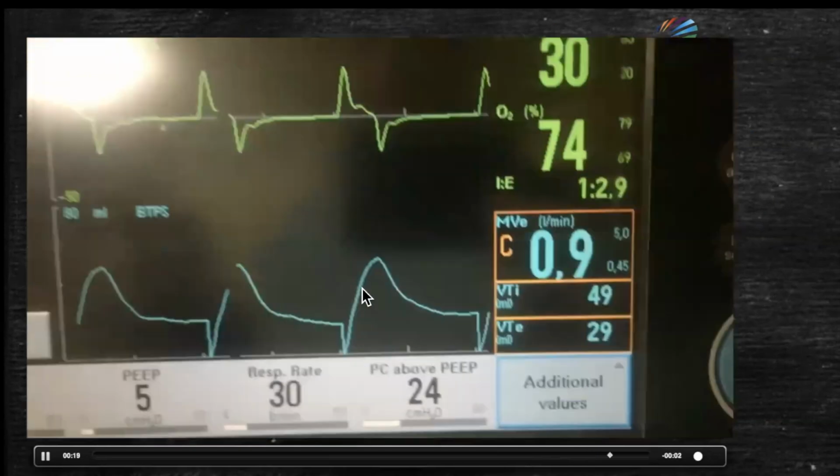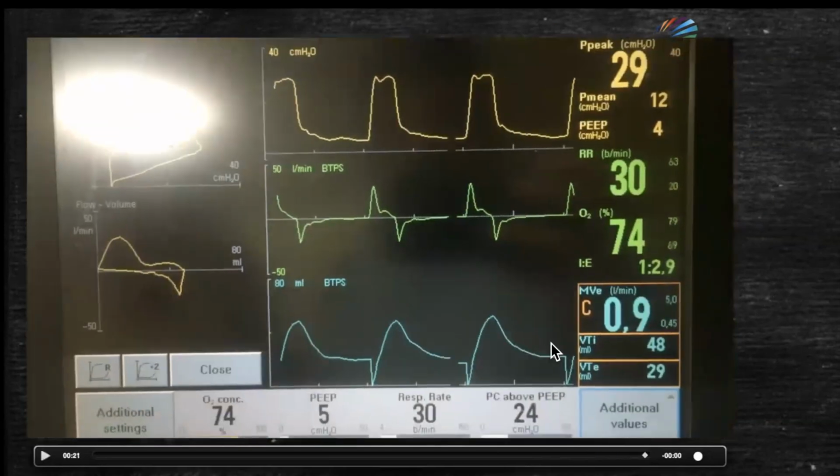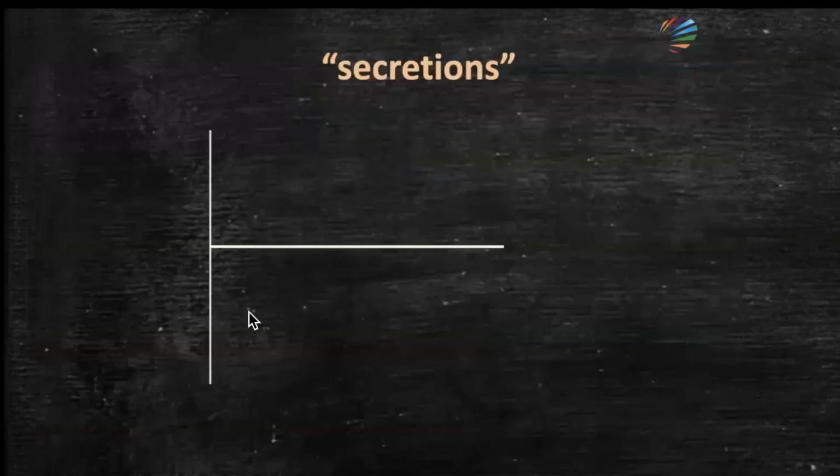So all these are signs of air leaking. A big difference between inspiratory volume and expiratory volume, the volume time scalar not reaching the baseline, and the pressure volume and flow volume loops not reaching the baseline.